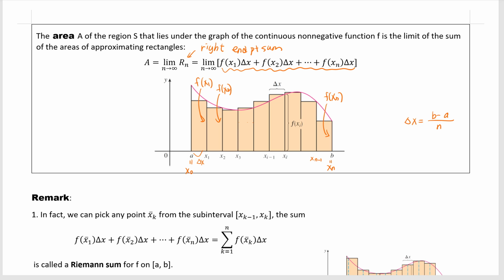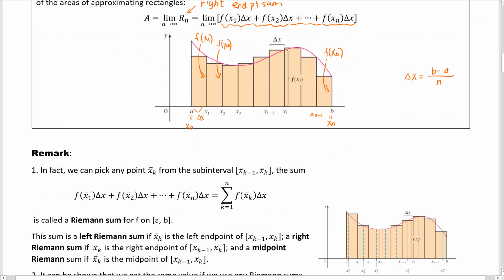The area of the first rectangle is f of x1 times change of x, plus the area of the second rectangle, f of x2 times change of x, plus dot dot dot, plus the area of the nth rectangle, which is the last rectangle, f of xn times change of x. And we let n go to infinity. You can see from our GeoGebra project, when n goes to infinity, that limit is the area under the curve.